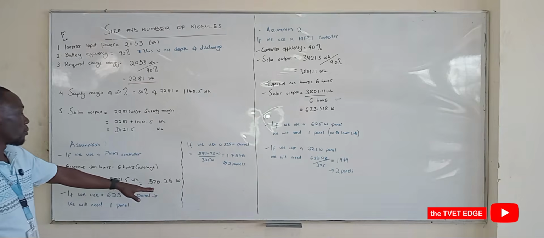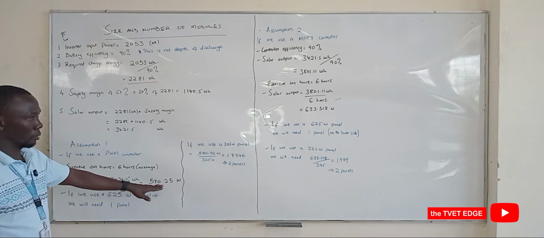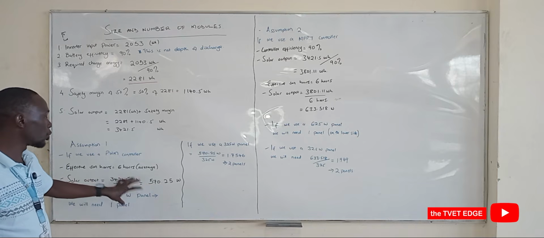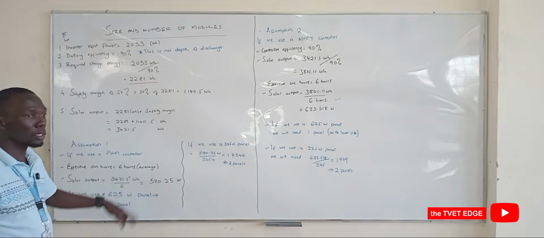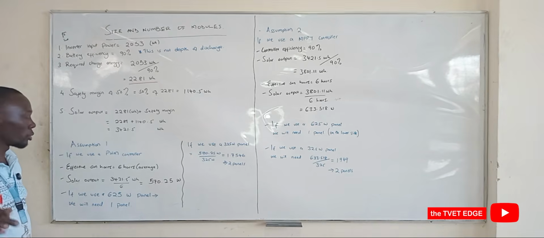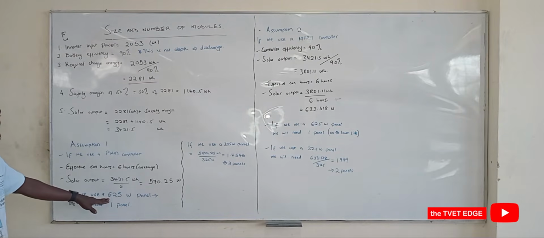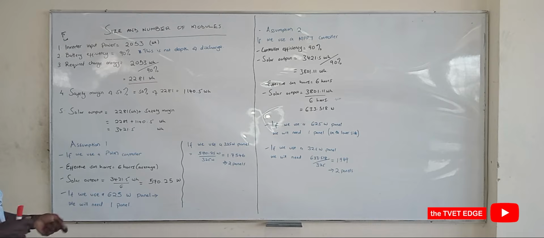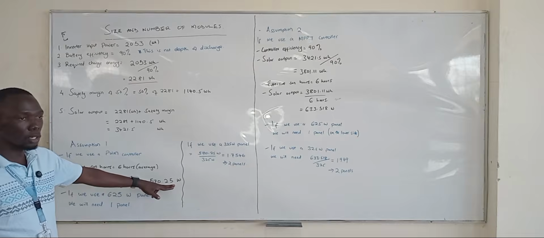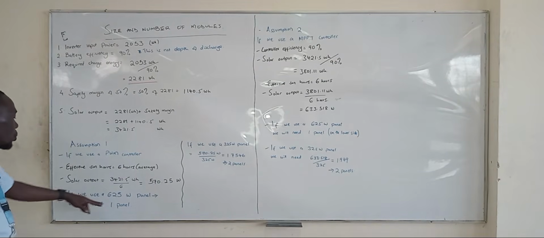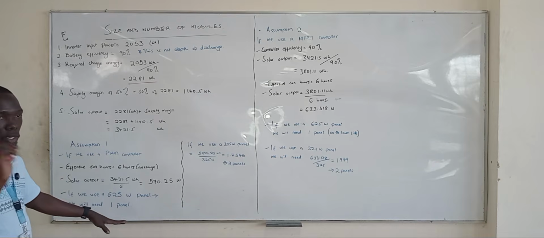Now, because we will not get a 570 watt panel, you are normally lucky when you do this calculation and just land on a figure that is equivalent to a market ready component. But since we will not get a 570.25 watt panel, we can either use a smaller panel or a bigger panel, and now work with the configuration either in series or parallel to ensure that we get this 570.25 watts. So in this case, we have bigger panels. Luckily, we can use a 625 watt panel. So in this case, we'll just need one panel.